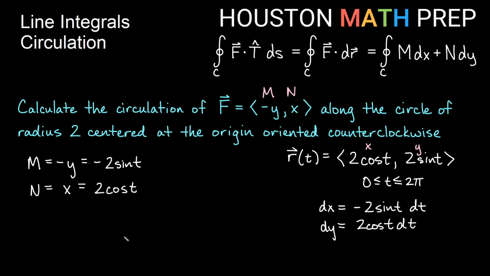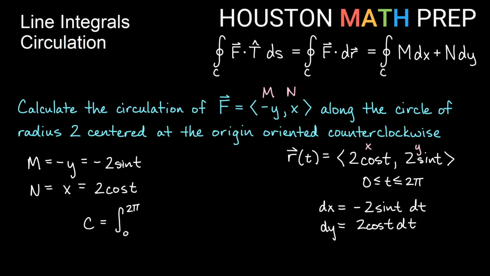And if we go ahead and plug all that into our integral, then we will get that the circulation is equal to the integral from 0 to 2 pi. So now for M dx and N dy, notice they're both going to have a dt in them, so I'm just going to factor that out and put it at the end like we would normally see for an integral.